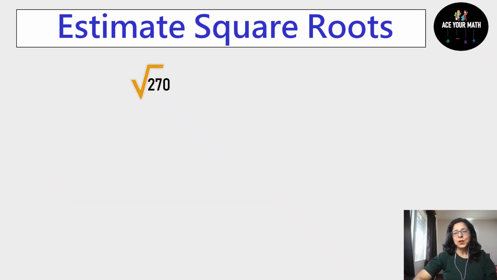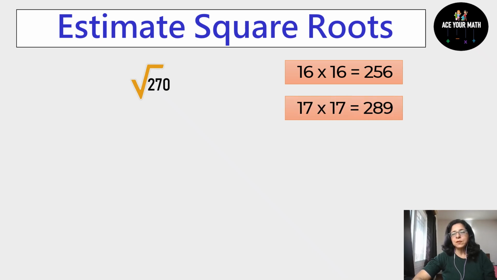Now let's estimate the square root of 270. First of all, we need to find a perfect square which comes just before 270. We know that 16 multiplied by 16 gives 256. 256 is a perfect square and it comes just before 270. Now, which natural number comes after 16? It is 17. 17 multiplied by 17 gives us 289. 289 is also a perfect square and it is greater than 270.